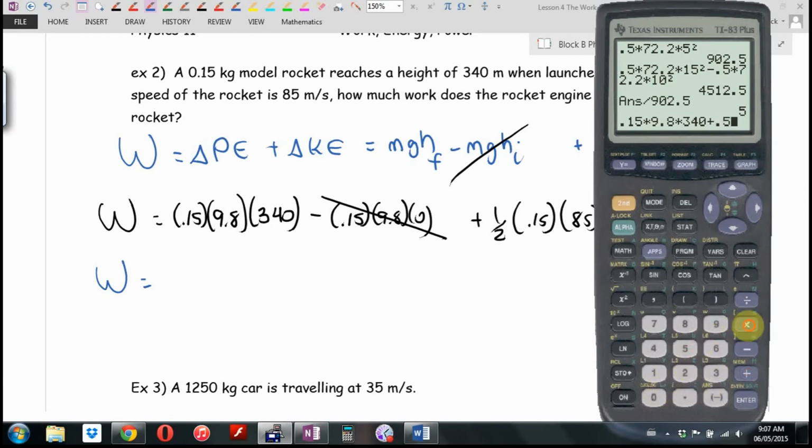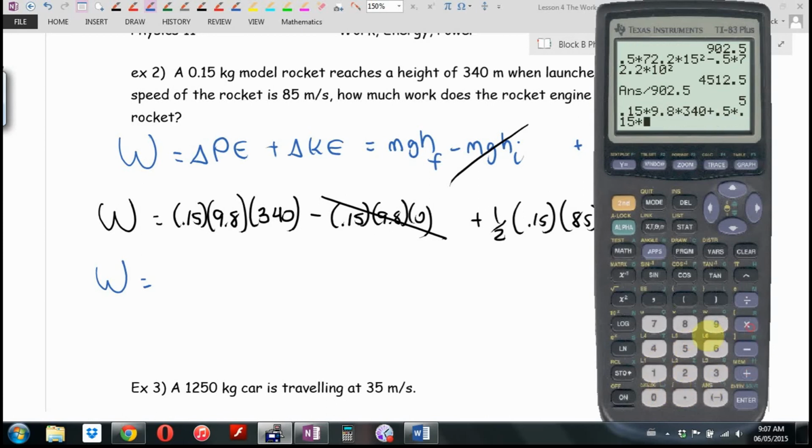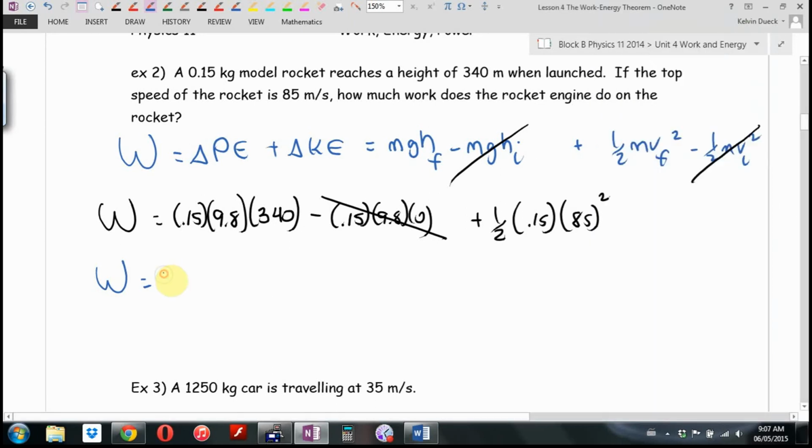Plus a half mv squared. You get 1,042? Yeah? That's how much energy the rocket gains. That's how much work was done on the rocket. Where'd that energy come from? It's got to come from somewhere. That's why rockets need fuel. This is the physics of rocket science.